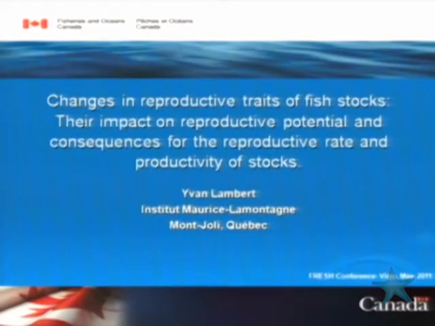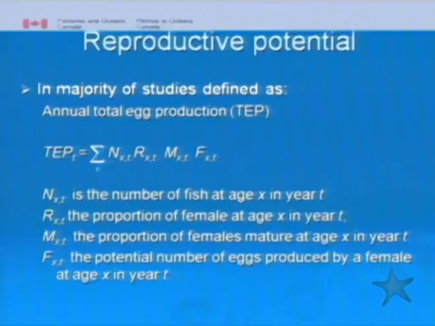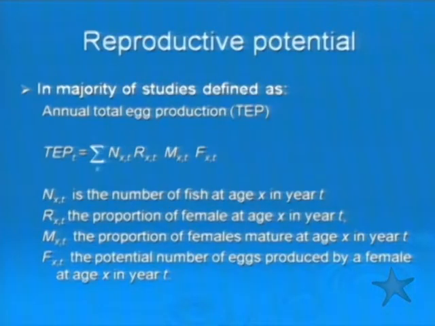Okay. In my presentation, I will look at the variability in the different life history characteristics that are influencing the reproductive potential and see how those changes could influence the reproductive rate and productivity. Reproductive potential is defined in different ways, but in the majority of studies in the literature, it's usually defined as the annual total egg production.